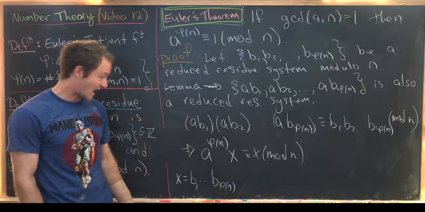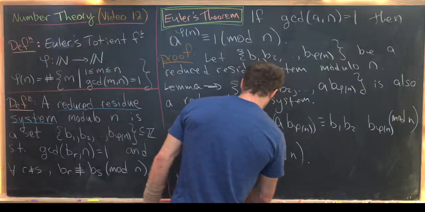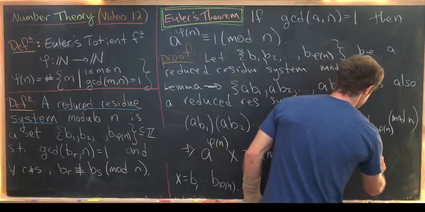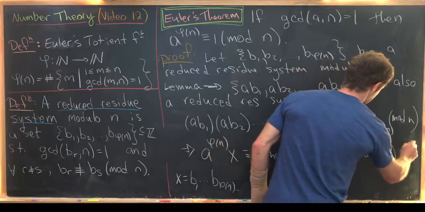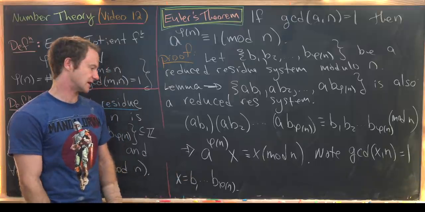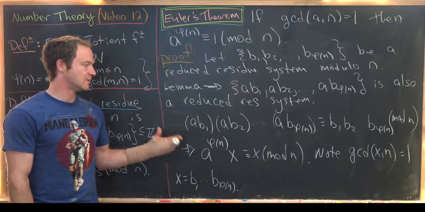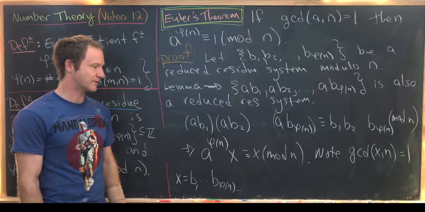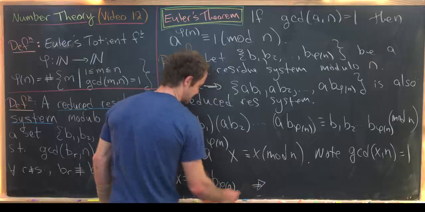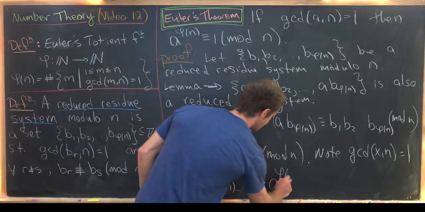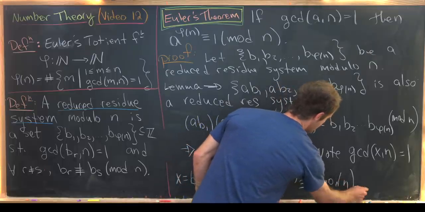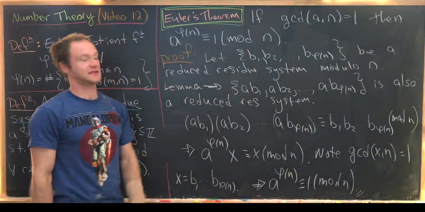And then finally, we can make the kind of obvious observation that the GCD of x with n is equal to 1. Well, that's because it's the product of a bunch of things that are relatively prime to n. But what does that mean? That means it has an inverse modulo n. We can multiply both sides by the inverse modulo n, and that leaves us with a to the phi of n is congruent to 1 mod n, which is exactly where we wanted this theorem to end.